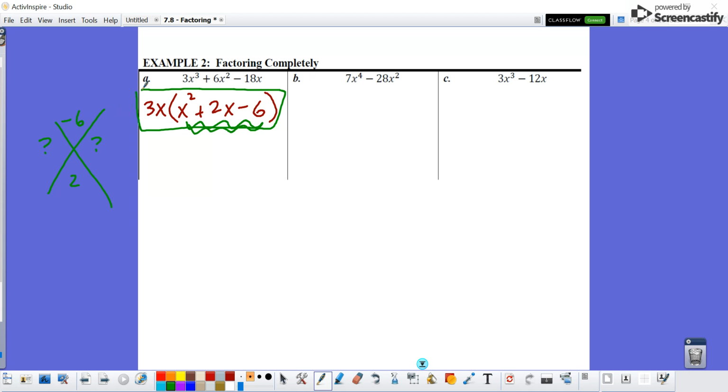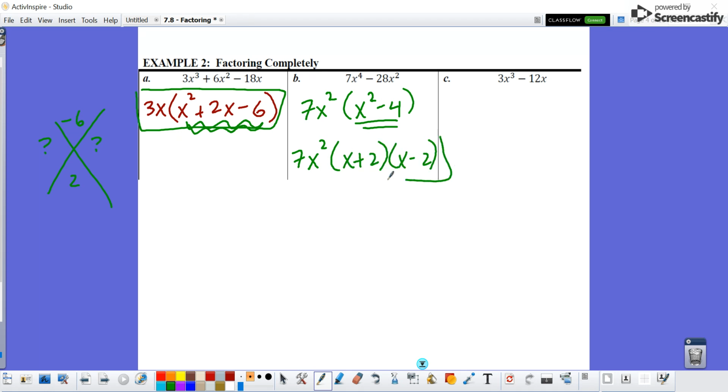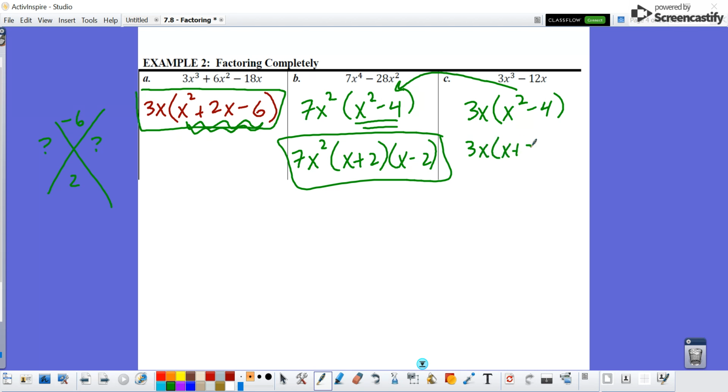In letter B, I would take out 7x squared as my GCF, and I'm left with x squared minus 4. Now, that's interesting because that is a perfect squared binomial. It's a binomial. Both values are perfect, the x squared and the 4, and there's a minus sign. So if you recall from past lessons, that would be factored into x plus 2 times x minus 2. So again, just multiple levels of factoring. And lastly, I would GCF out 3x to start, and I'd be left with x squared minus 4. Similar scenario over here. That just turns into x plus 2 times x minus 2. Final answer.